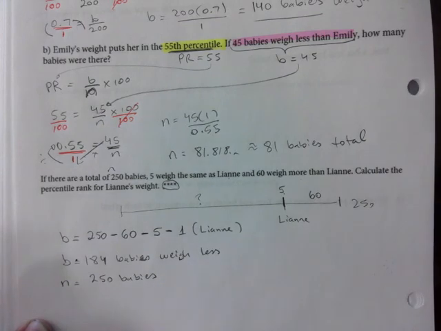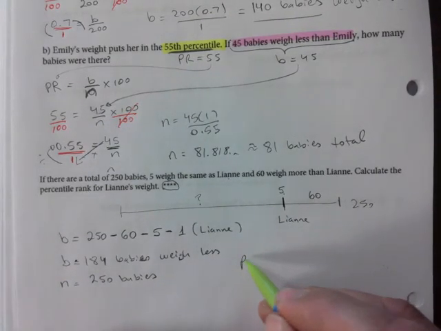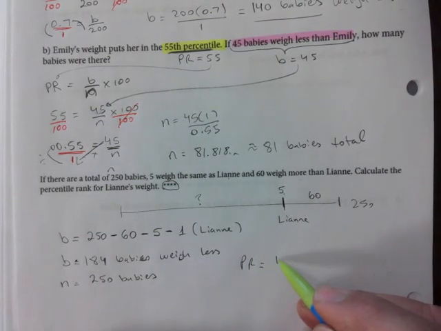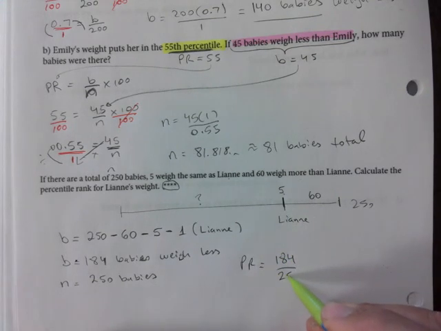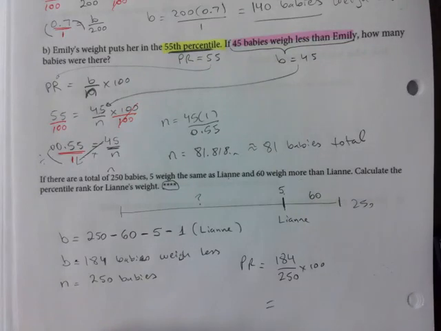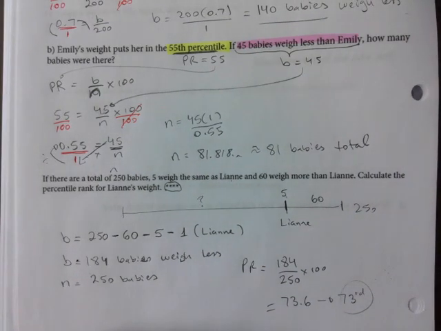So here we go, PR. 184 over 250 times 100. That gives .6, and you cannot have that, so you say 73rd percentile. Why does it have to be that complicated? Well, it's just in case.